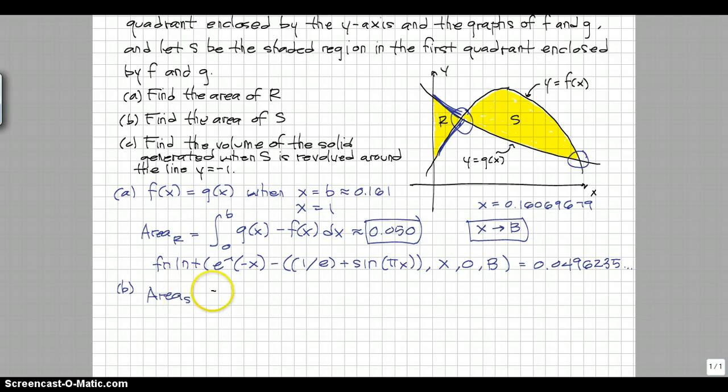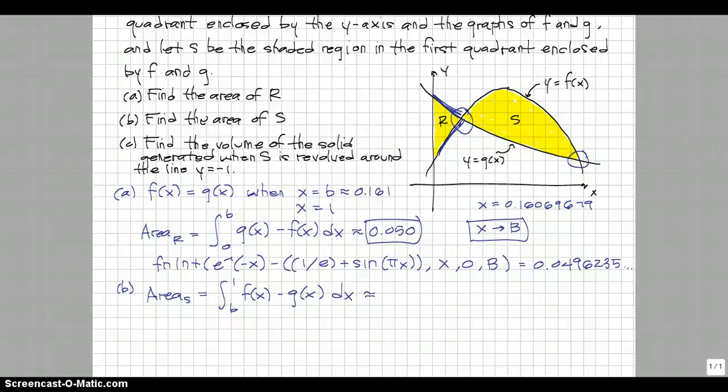Area of S is equal to the integral from b to 1 of f of x minus g of x dx, because now we've switched which function is on top over this interval, and so we need to be careful to switch the order we write f and g in the integrand. Otherwise we're writing an integral that would give us a negative value, and we know that we don't want a negative value for area.